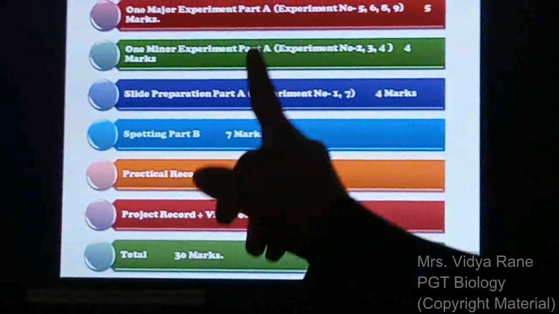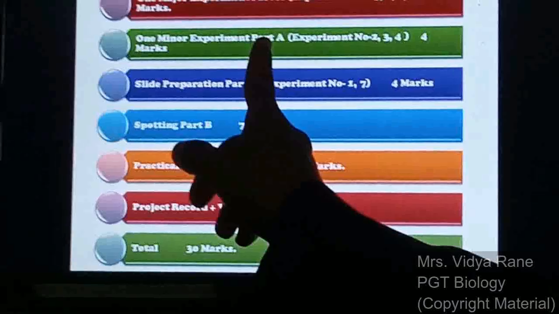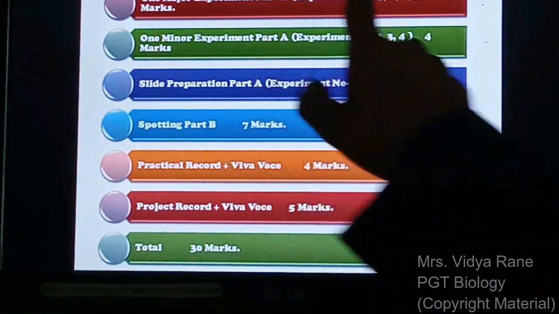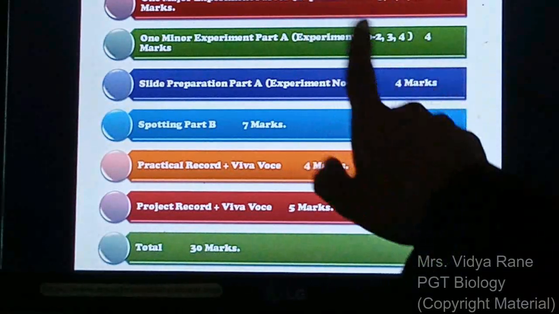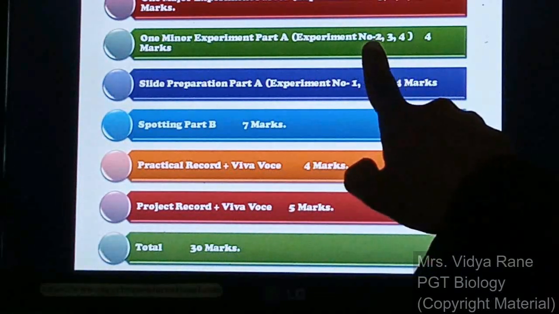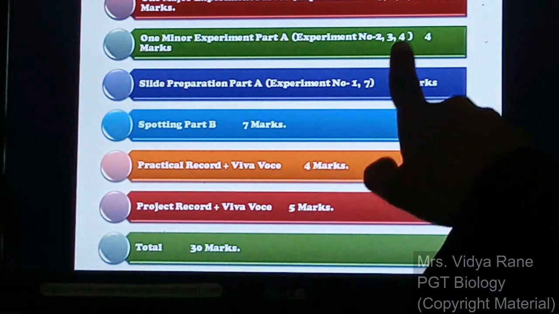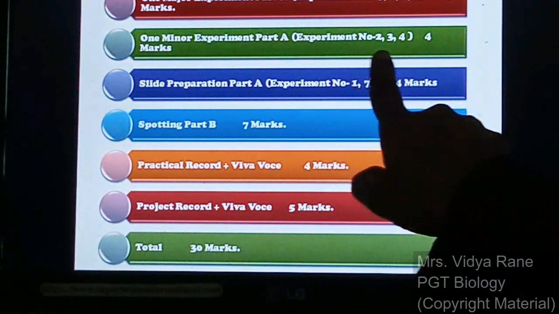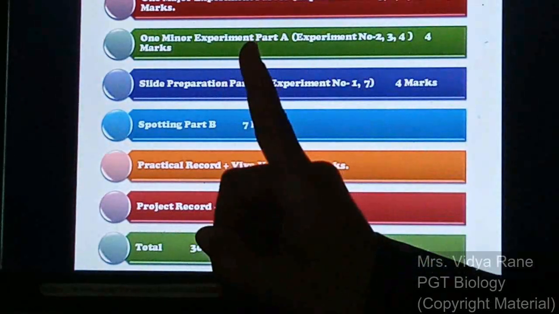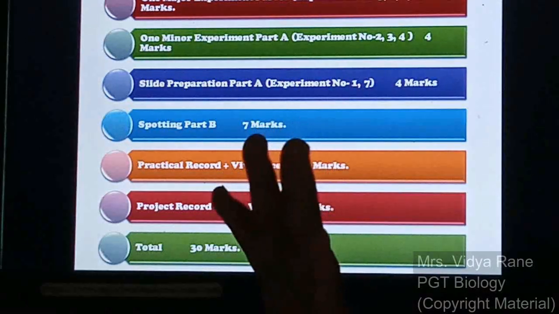Next is the minor experiment, which is also from part A, and it will carry 4 marks. For these 4 marks experiments, again it is given: second experiment, third experiment and fourth experiment. So out of these three, any one will be asked for 4 marks.